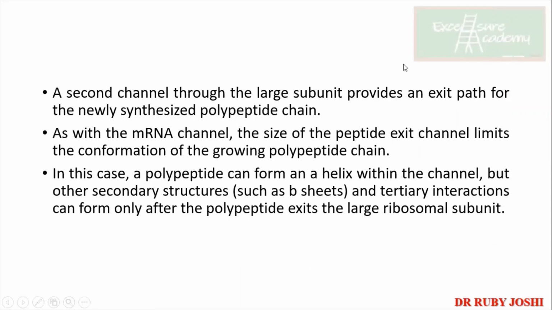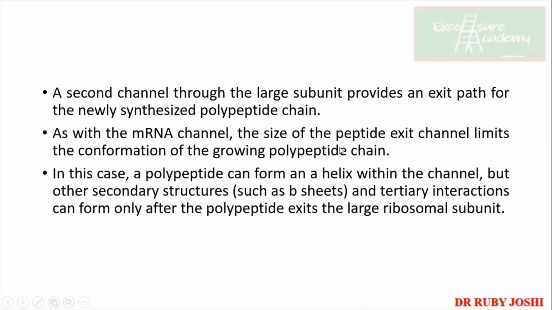Okay, so the structure is made in such a way that it is not going to disturb the arrangement of the codons. Now, a second channel through the large subunit provides an exit path for the newly synthesized polypeptide chain. So obviously, right? So धीरे धीरे जैसे ही the amino acids are getting transferred from P to A, okay, slowly it is going to grow in size. So obviously that needs to be removed from your ribosomal structure. So as with the mRNA channel, the size of the peptide channel limits the conformation of the growing polypeptide chain.